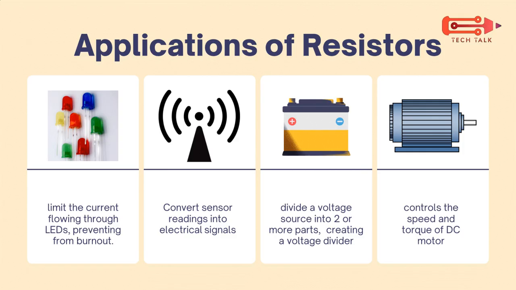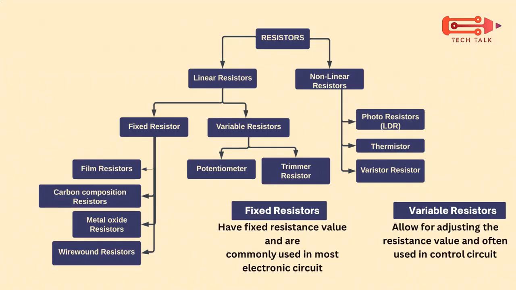Resistors are used in tons of applications. In LED circuits, they prevent the LEDs from burning out by limiting the current. In voltage dividers, they help split voltage levels precisely. In sensor circuits, they help convert analog values like light or temperature into electrical signals. And in motor control circuits, resistors regulate speed and torque. Pretty handy, right? Resistors can be classified in many ways.